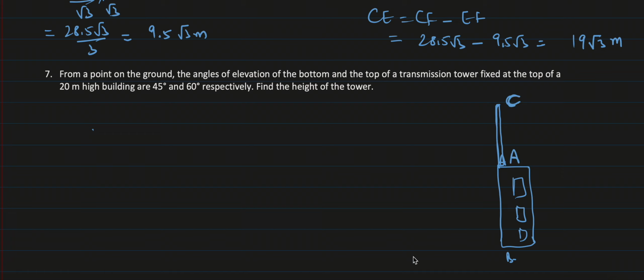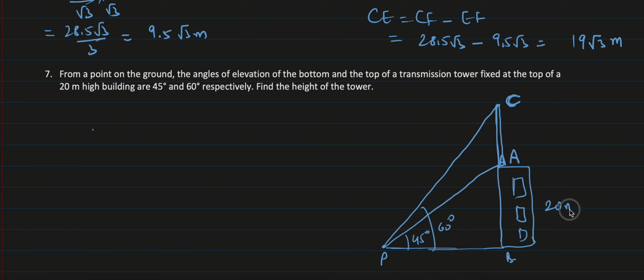Now from a point on the ground, let's take a point on the ground here. The angle of elevation of the bottom and top of the tower. So bottom of the tower here, and top of the tower here. So the angles of elevation are given as 45 degrees and 60 degrees. The building is 20 meter high. That is also given to us. We need to find the height of the tower.